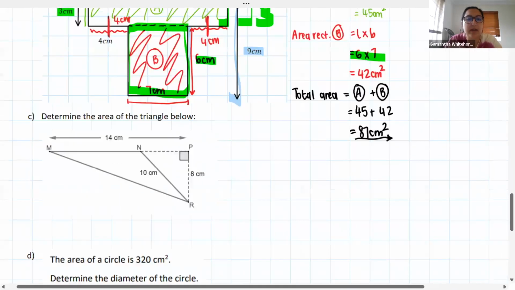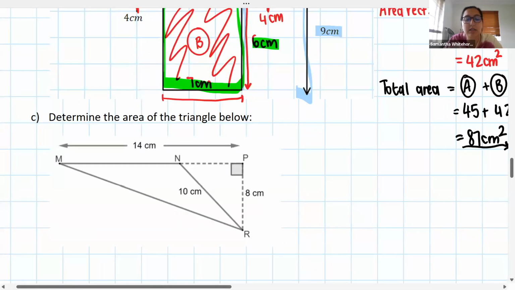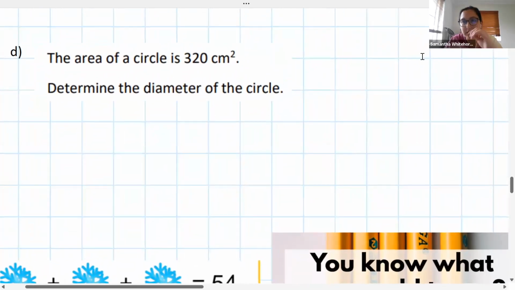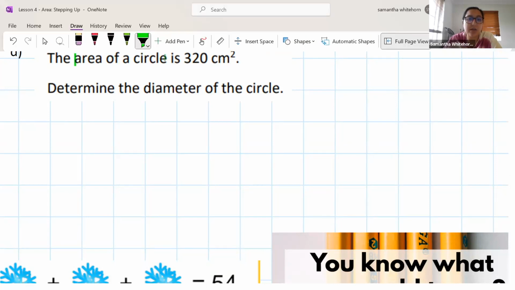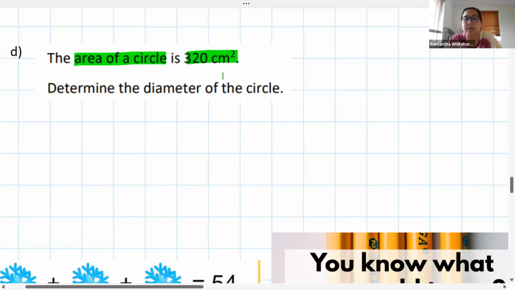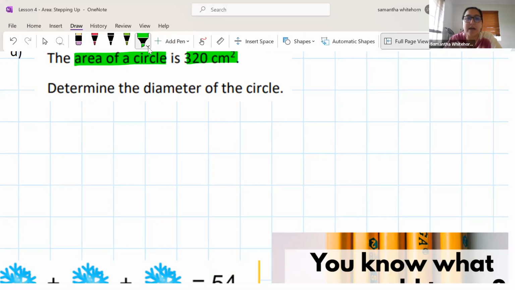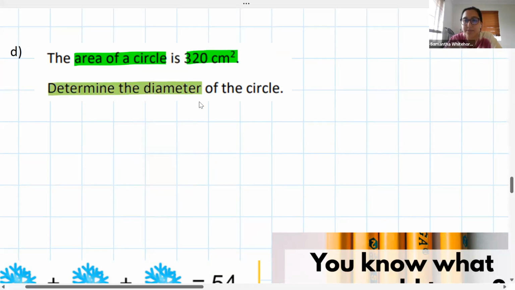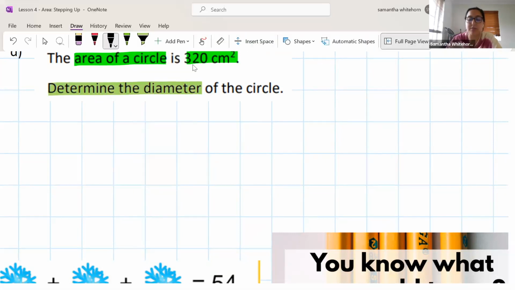Right, so let's have a look at question D, mostly because someone asked, I can't remember who now, you'll have to correct me, but someone asked if we would do the same sort of calculation with a circle as we were doing with squares earlier on. So this question specifically tells us that the area of a circle is 320 centimeters squared, and I am now asking you to go and determine the length of the diameter.